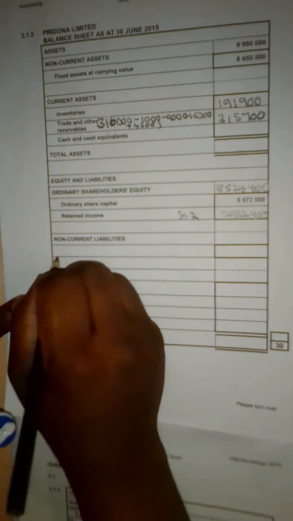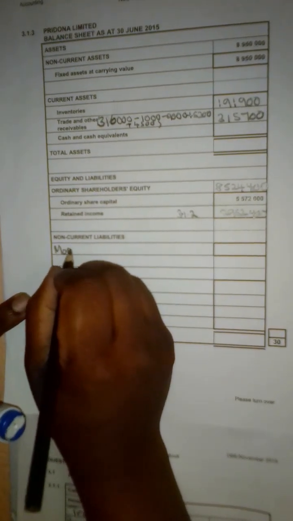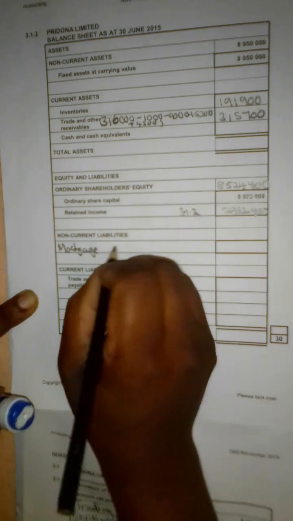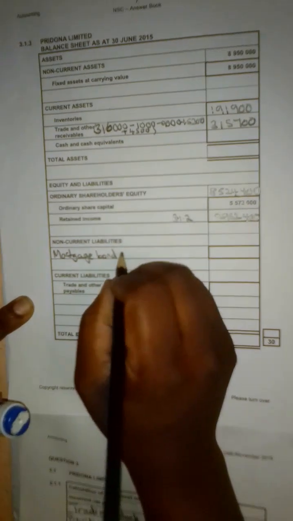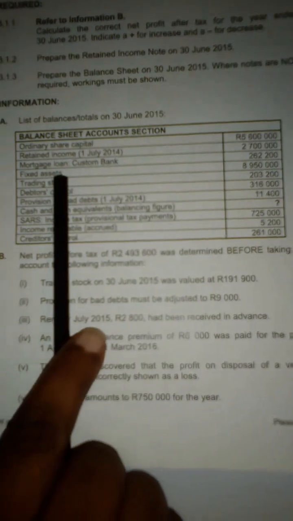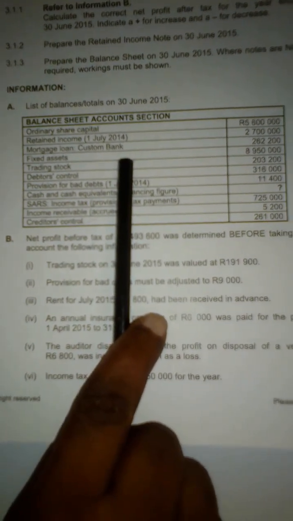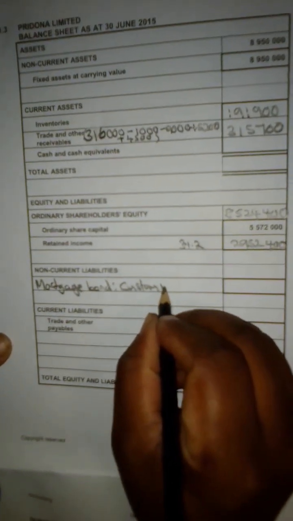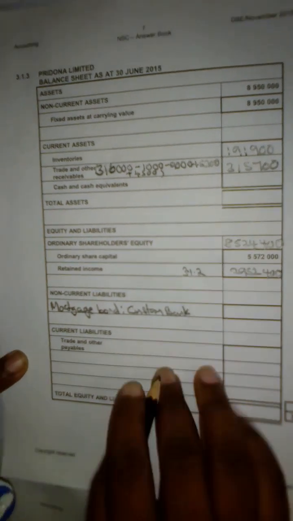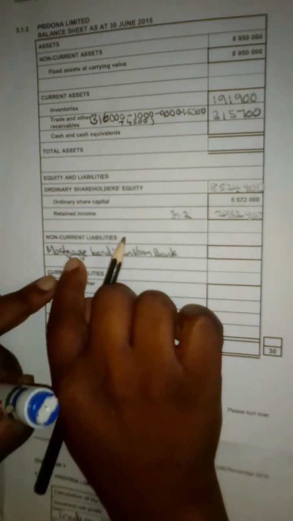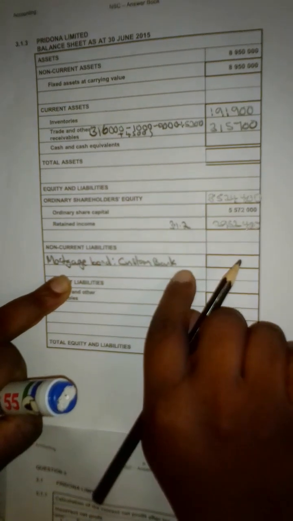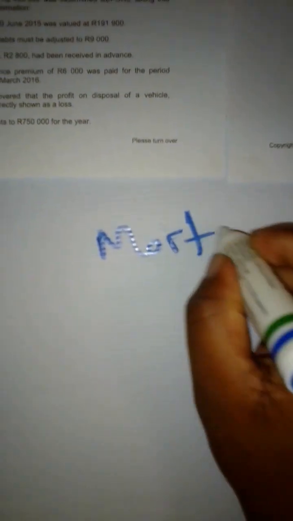We have got a mortgage bond. We are going to write here mortgage bond. It is a mortgage loan from Customs Bank. This is what we have as a non-current liability. It is having adjustments, so we are going to adjust here as a calculation. So let me indicate the calculation here.